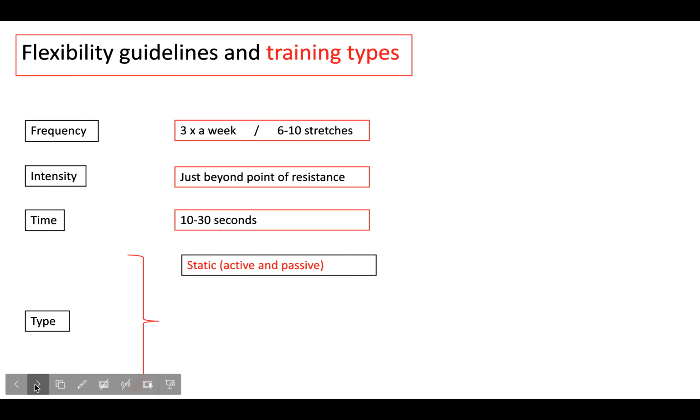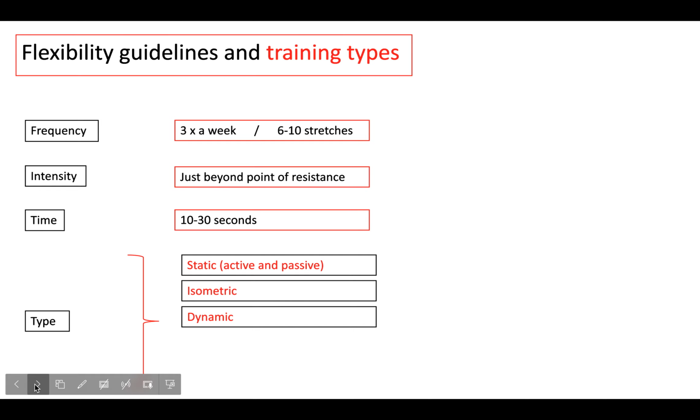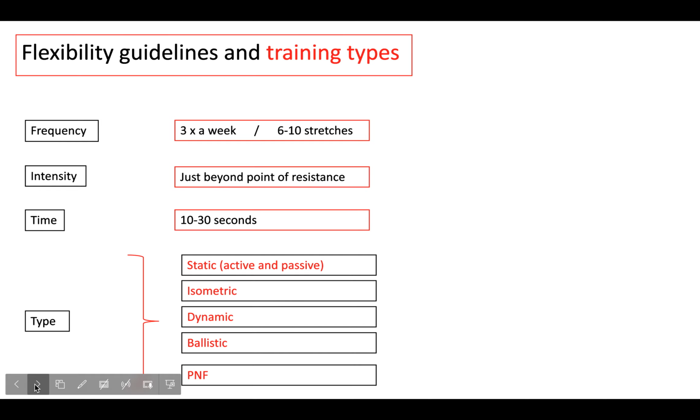We've got static, and we've got both active and passive static training. We've got isometric training, dynamic, ballistic, as well as PNF. Now PNF is short for proprioceptive neuromuscular facilitation. We only need to know it's PNF, so don't get too caught up on that name.